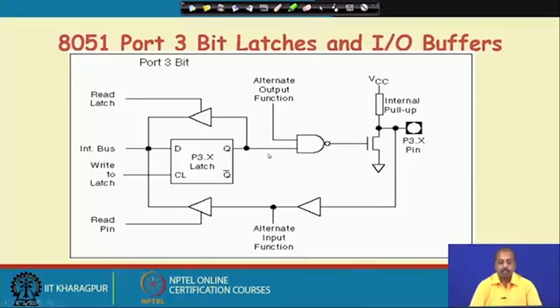Now, port 3 bit latches and I/O buffer. This is the structure of a particular port bit. Every port bit, this 3.x, is the pin. From the pin the line comes and it is ultimately connected to the internal bus. It is connected like this, but in between there are many other things. There is a latch here.